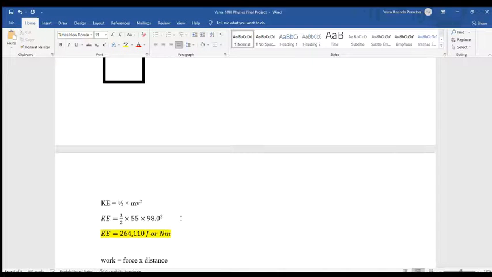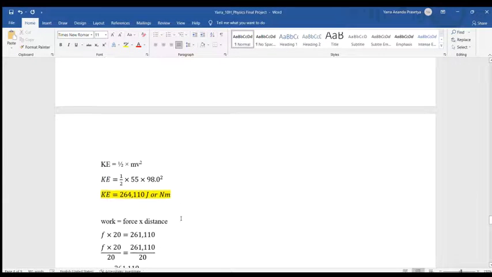And that the velocity is 98 meters per second. So KE, kinetic energy, equals 1 over 2 times 55 times 98 squared. So the amount of energy she has is 264,110 joules, or Newton meter, right?